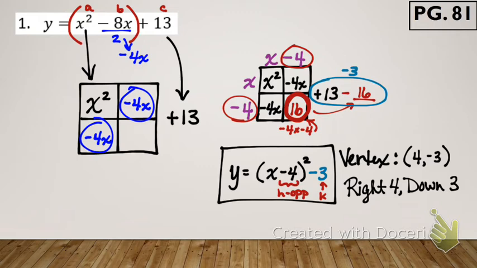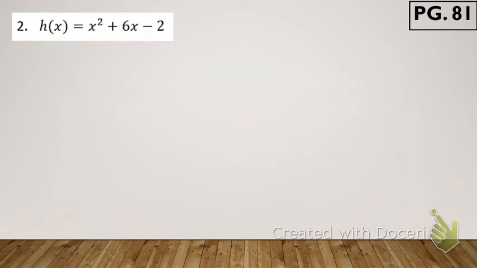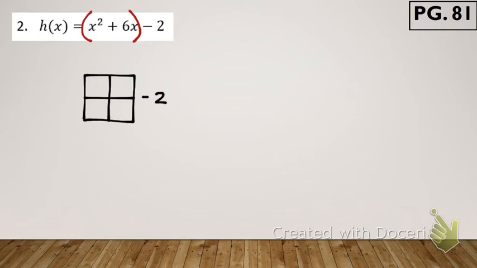So on number 2, parentheses go around which pieces? Yep, x squared plus 6x. Those are going to be the parts inside my square. And the minus 2 goes out at the back. I know x squared goes here, but then I don't put 6x inside my square. What do I have to do with it first? Break it down, cut it in half so that it's the same on both sides.